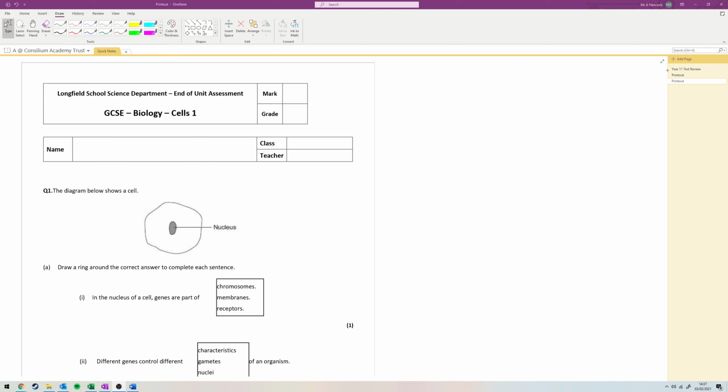So you can either just look at the mark scheme or you can watch me go through it all on here. I think this will help you more, but I know some people just want to look at the mark scheme and copy the mark scheme out.